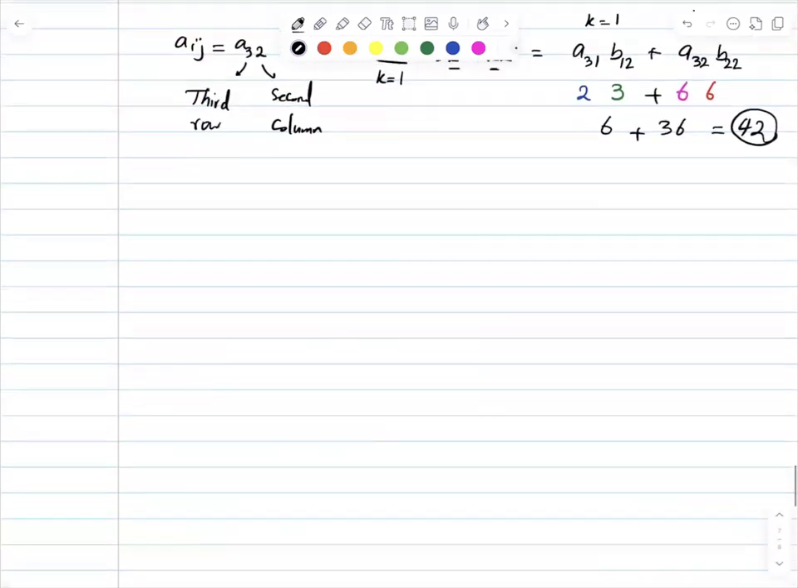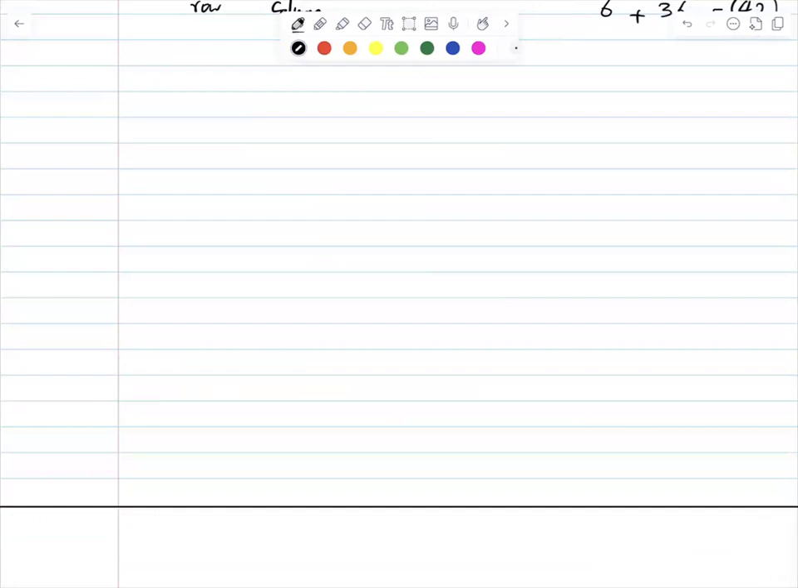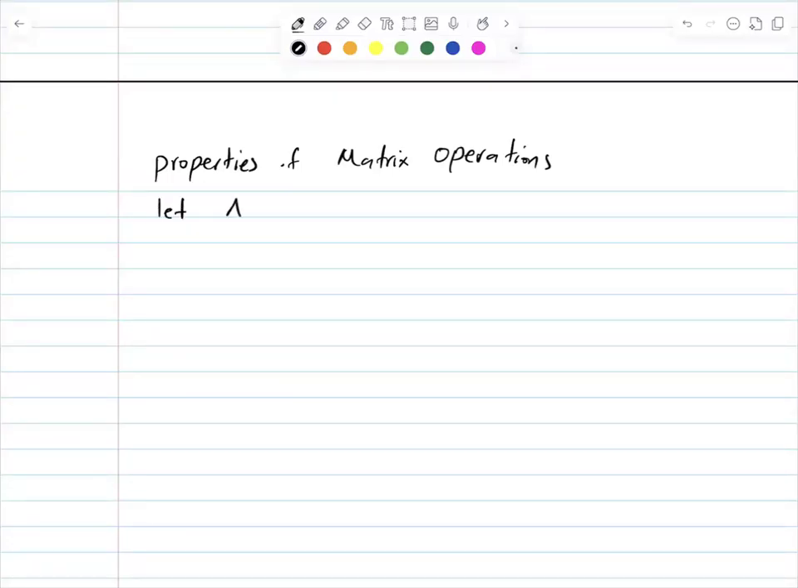The properties of matrix operations, then we jump into some important matrices. So far, we talked about addition, scalar multiplication, the difference between two matrices, and their multiplication. So let A, B, and C be m by n matrices.